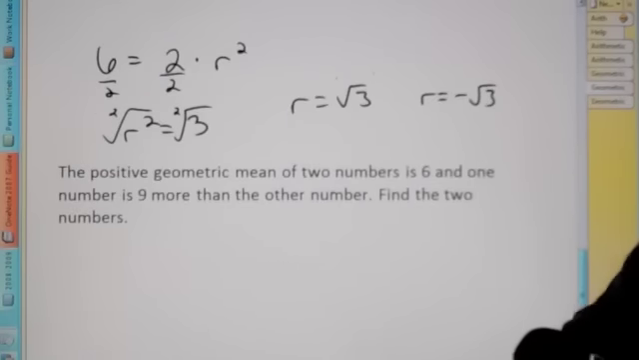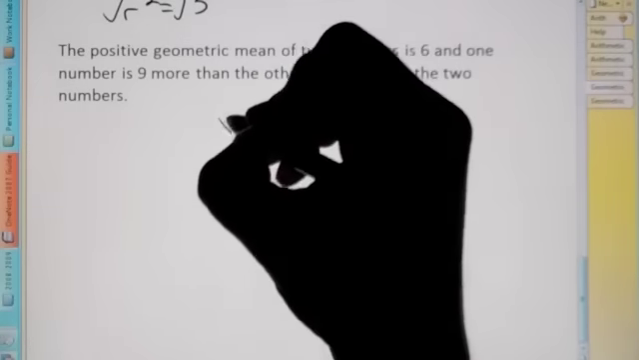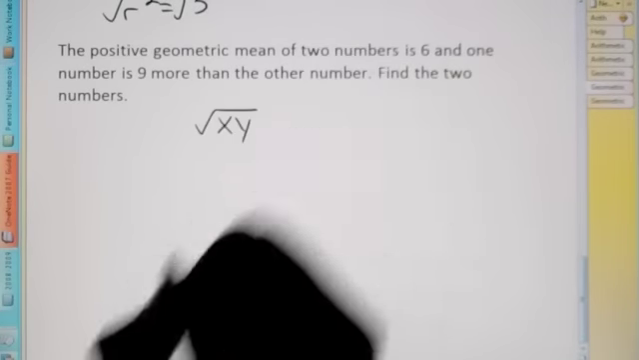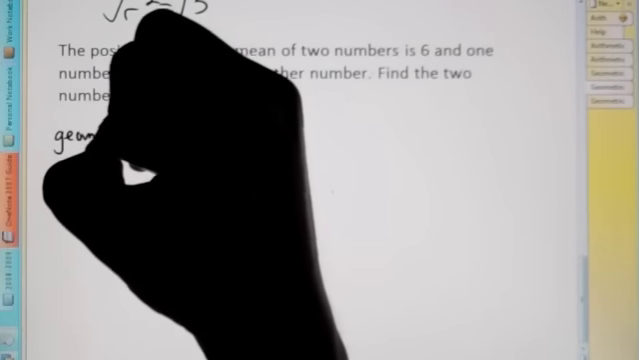Alright, let's finish with our last problem. The positive geometric mean of two numbers is 6, and one number is 9 more than the other number. Find the two numbers. Well, to find the geometric mean just between two numbers, we're going to use this right here.